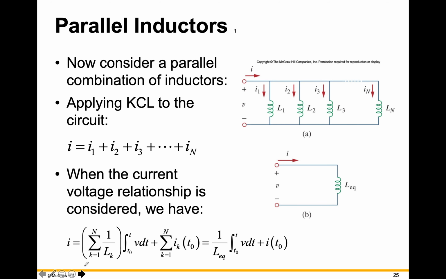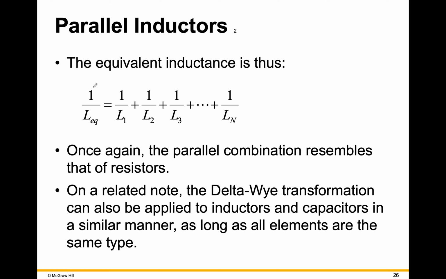The same is true if you have a bunch of inductors in parallel. They're going to combine like resistors there as well. We can prove that using KCL, but I'll just show you the result: 1 over the equivalent inductance is the sum of the inverses of the individual inductors. So the parallel combination resembles that of resistors.